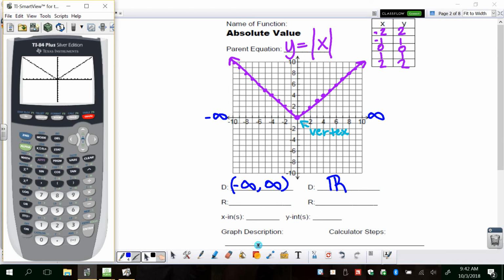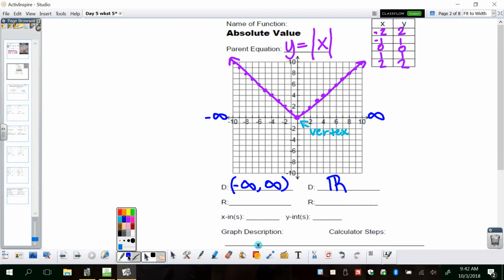So now my range. Range is your height. What's my height here? That's the fancy R that means all real numbers. What about my range? What about my height? Does this go down forever? No. What's the lowest it goes? 0. Is that going to be a bracket or a parentheses? Bracket. Why? Because it's a closed circle, because it touches that point.